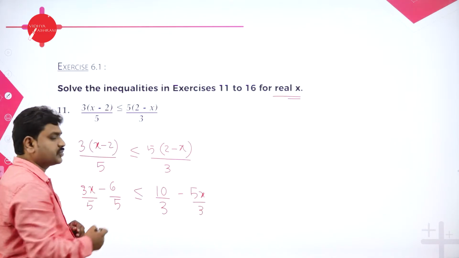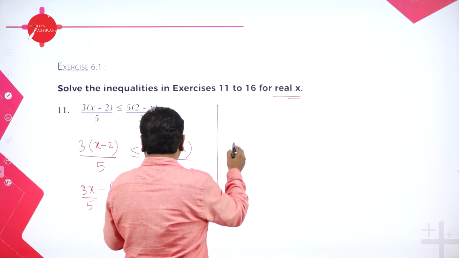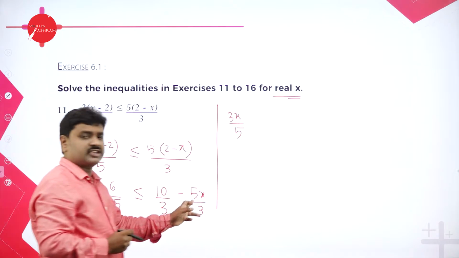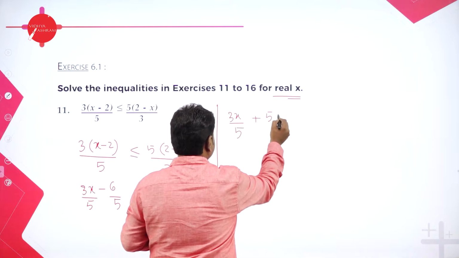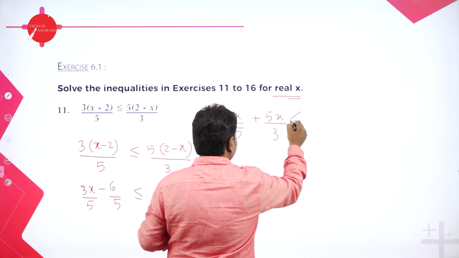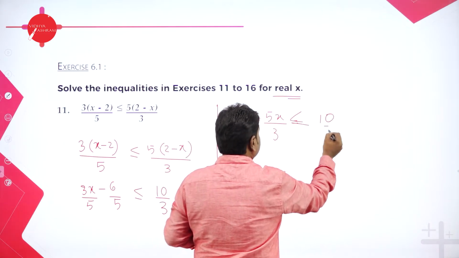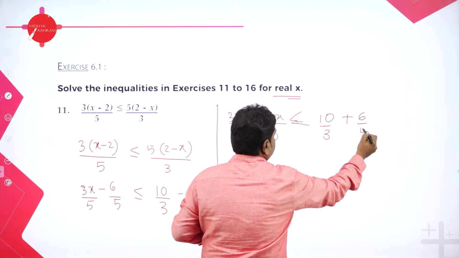So bring all x terms to one side. So minus 5x by 3, bring it to LHS. So it will become 3x by 5 minus 5x by 3, transfer it to LHS, it will become plus 5x by 3, less than or equal to 10 by 3 plus 6 by 5. So rearrange.